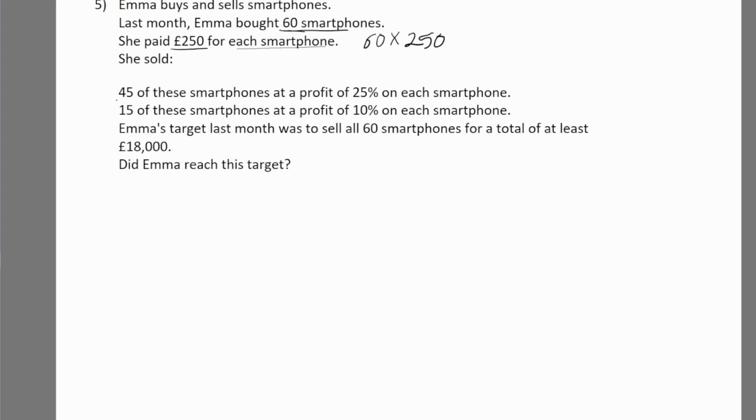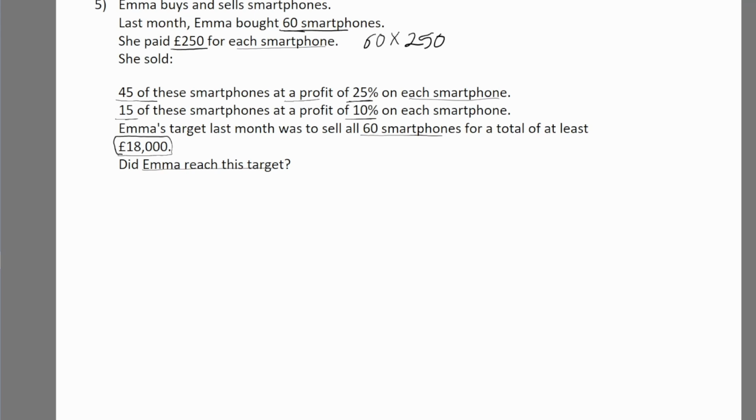She sold 45 of these smartphones at a profit of 25% on each smartphone. And she sold 15 of them at a profit of 10%. Emma's target last month was to sell all 60 smartphones for a total of at least £18,000. So she wanted to make that much money. Did Emma reach this target? Okay, let's see if she reached this target.